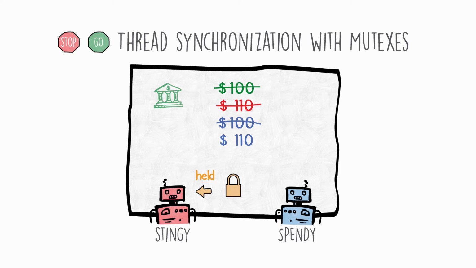And using this form of locking with mutexes, you guarantee that only one thread will update the balance at the same time. If it happens that both Stingy and Spendy try to acquire the mutex at the same time, you're guaranteed that only one of them will be acquired, right? Only one thread will hold this mutex. This is one of the guarantees that mutexes give you.